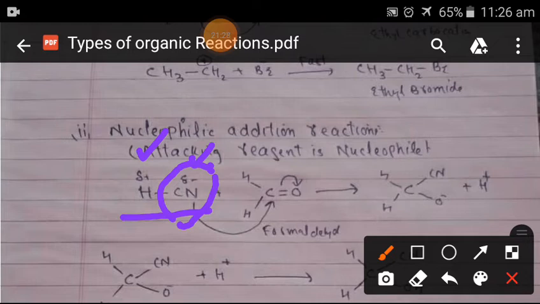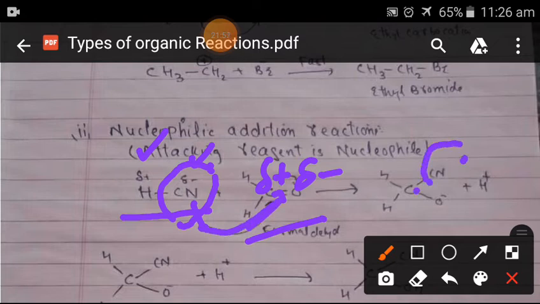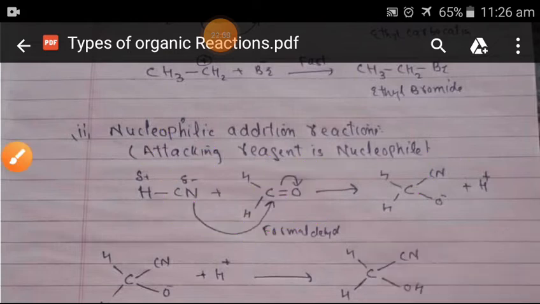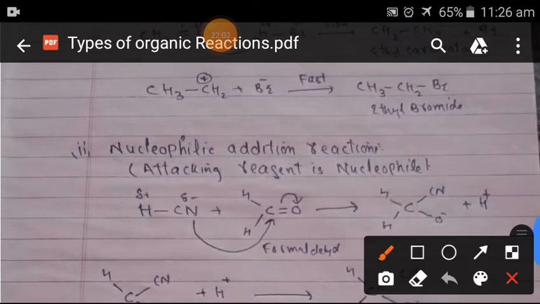Where is the electron deficient center in the case of formaldehyde? You will see that among carbon and oxygen, oxygen is more electronegative, so it will carry some negative charge, and carbon will get a slightly positive charge. Clear? So now there is a formation of an electron deficient center. This electron rich nucleophile will attack this carbon which is electron deficient, resulting in the formation of the carbon-cyanide bond, and the pi bond gets shifted toward the oxygen.